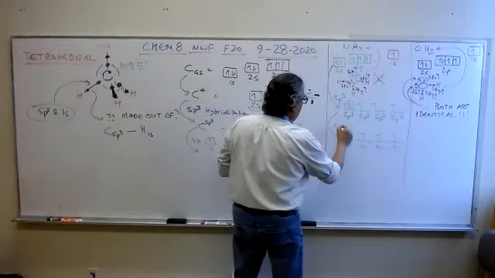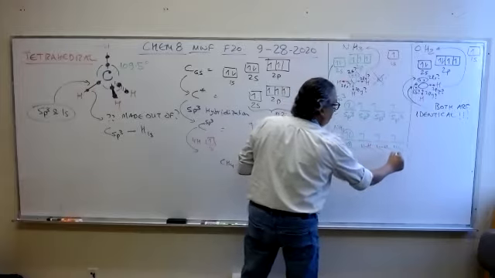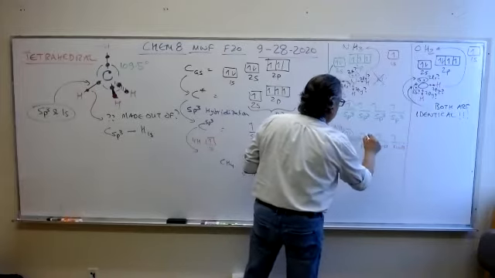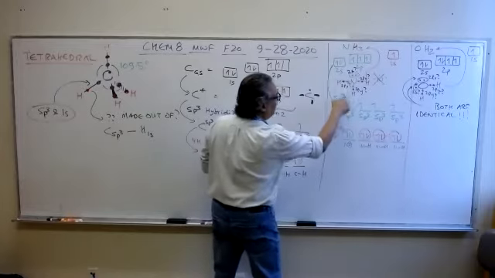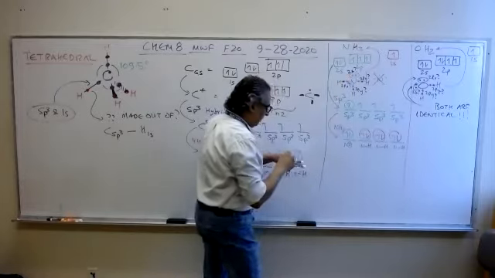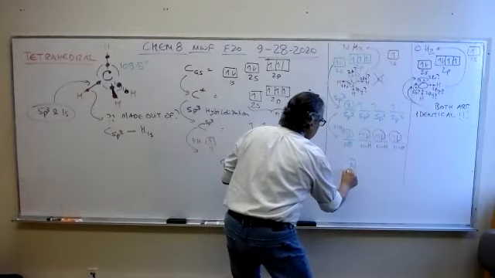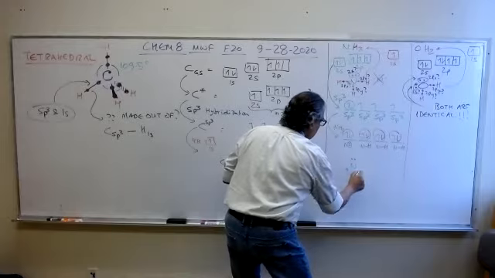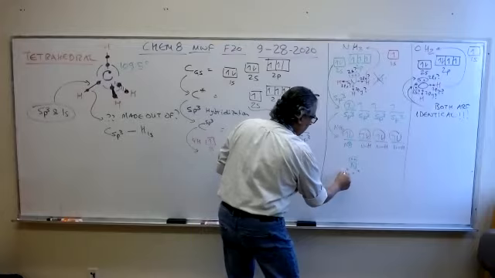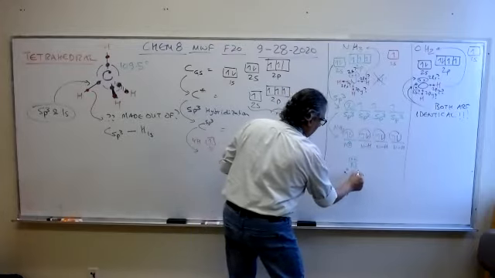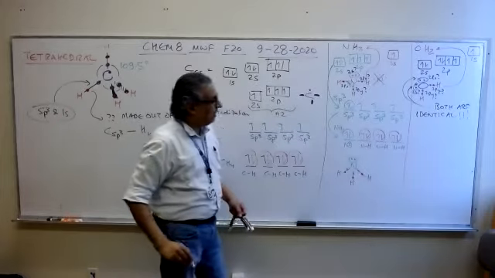A hydrogen, H3, NH, NH, NH, and each is an NH bond. In NH3, if this is nitrogen, leave that alone. Don't mess with it. That's how NH3 looks.